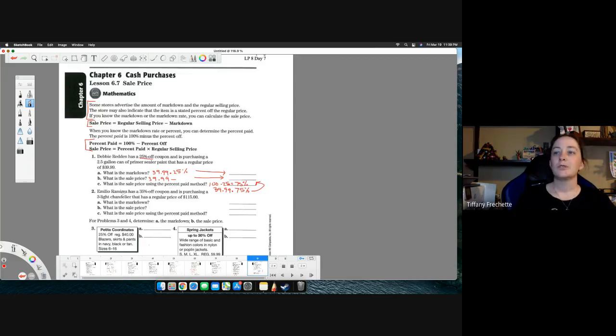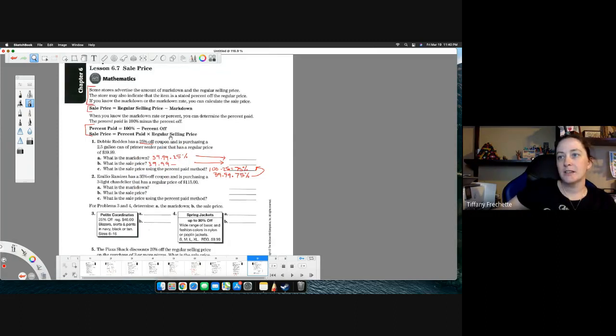So we're going to do the exact same thing in number 2. You get a percentage off coupon, you get a regular price. You're going to calculate the markdown, then the sale price, and then you're also going to do it using the percent paid method. So you're just comparing what happens there. All right, moving down here. We have a couple of sales tags, is what these look like.